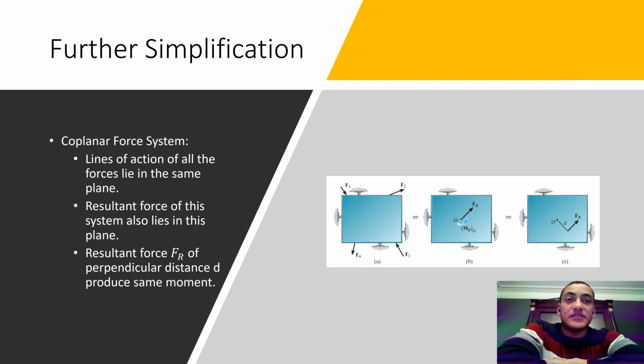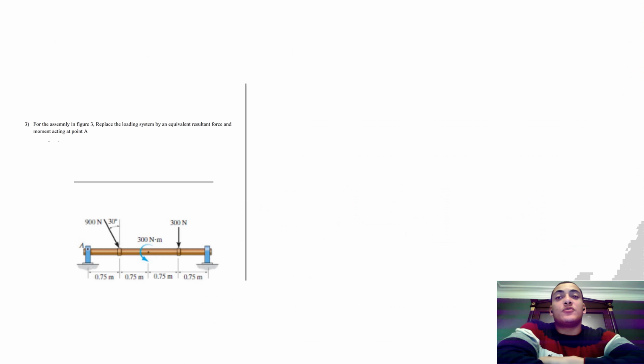So let's solve an example. For the assembly in figure 3, replace the loading system by an equivalent resultant force and moment acting at point A.